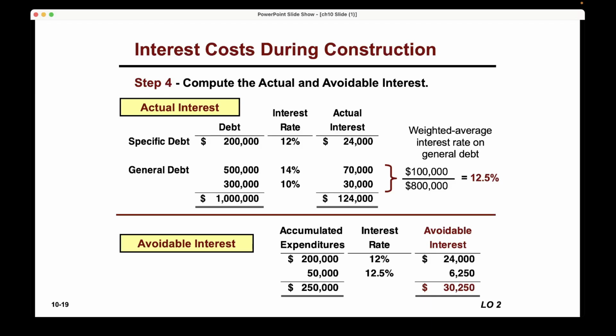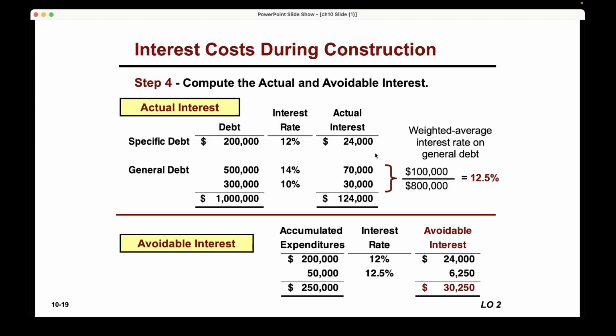First, we need to see the actual interest. So the company has 2 categories of debt here. We have specific debt and we have general debt. The company borrowed this 200,000 at 12% interest rate specifically for the construction project. So this specific refers to this 200,000 for the purpose of financing the project. Okay, so the actual interest on these specific borrowings comes to 24,000.